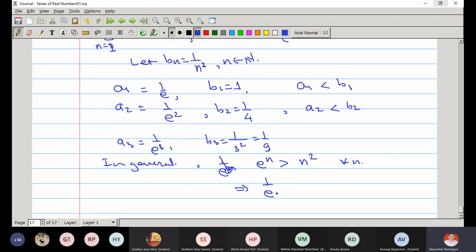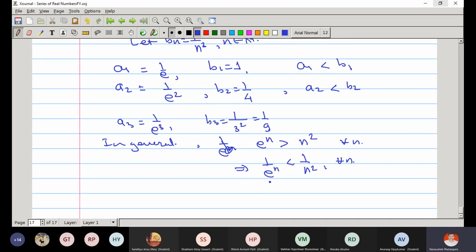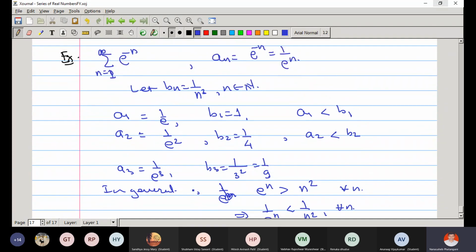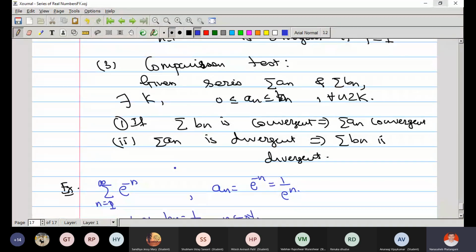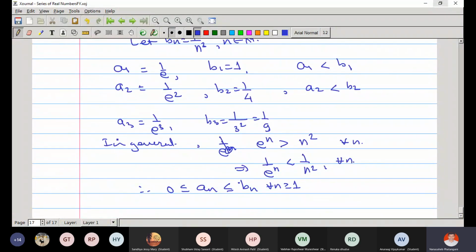And therefore, can I say that 1 upon e to the power n is less than 1 by n square for all n? Is it right? Yes, sir. Therefore, what is the situation? An is less than or equal to Bn for all n greater than or equal to 1. What is k here? 1. Right. And therefore use the comparison test. What does the comparison test say? If corresponding terms are smaller, if Bn is convergent, certainly An is convergent. And if An is divergent, certainly Bn is divergent.